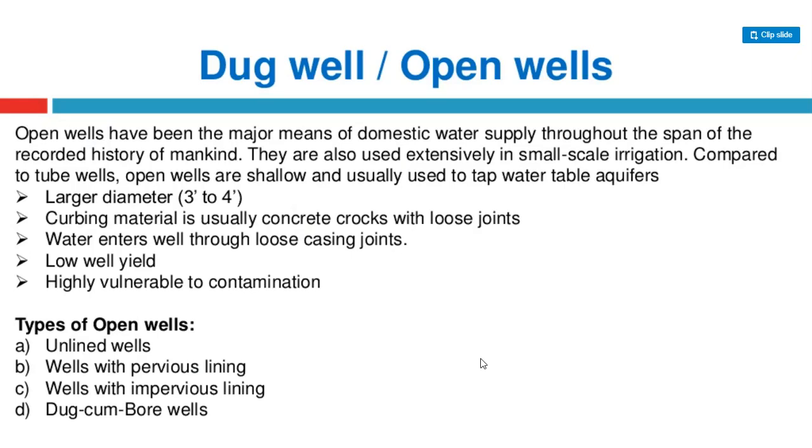Low well yield, highly vulnerable to contamination. The types of open wells are unlined wells, wells with pervious lining, wells with impervious lining, and dug cum bore wells.